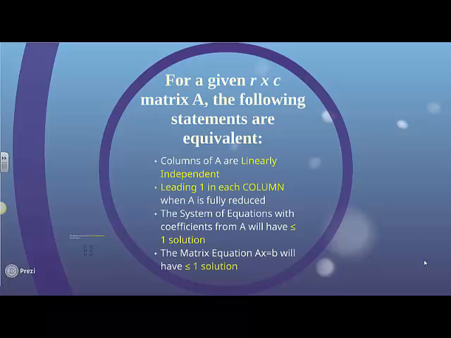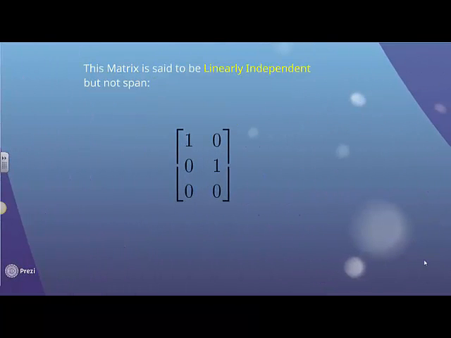It's the same thing as saying that if we take the system of equations with coefficients from our matrix A, you will have at most one solution. Same thing as saying if we have our matrix equation Ax equals B, we will have at most one solution as well. To give you a visual, our matrix A that is R by C has 3 rows and 2 columns, so it doesn't have to be square. This matrix here is said to be linearly independent but not span.